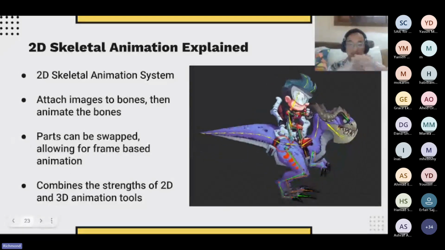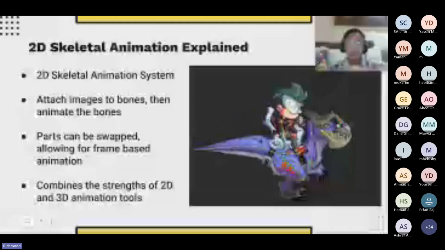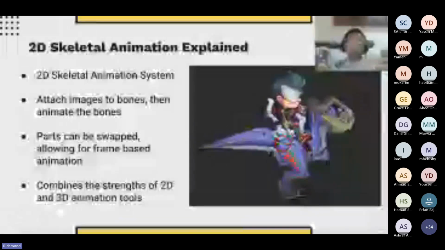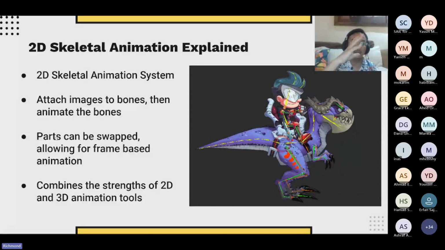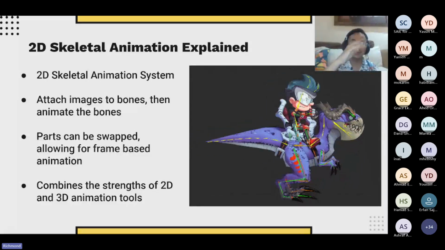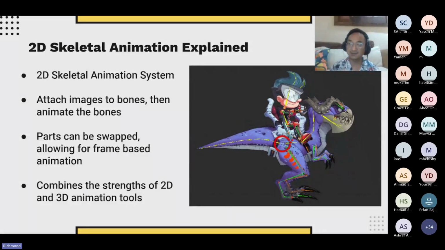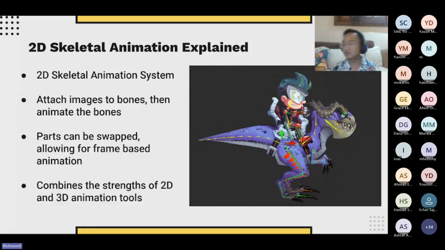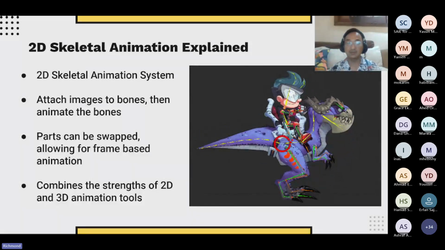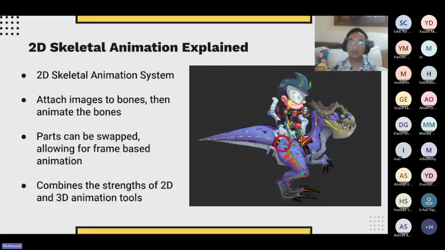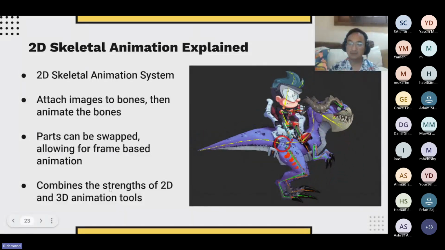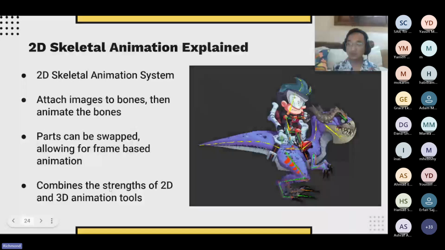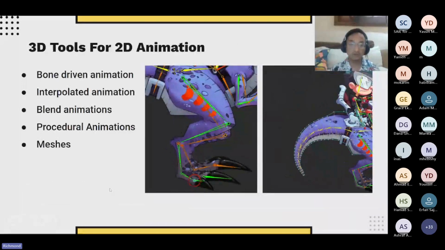Each part that you attach to the bone can actually be swapped, so you can still do frame by frame animation per part. Let's say you want to do the hand opening or closing, right? You don't need to rig every finger. You can just redraw it. That'd be faster sometimes. Or maybe you need to do the body turning or something. So you can swap the parts out, and basically it takes all the cool stuff you can do in 3D and applies it to 2D.